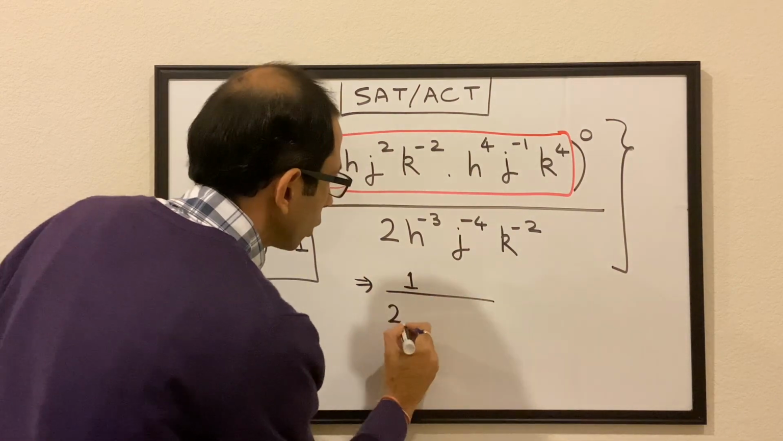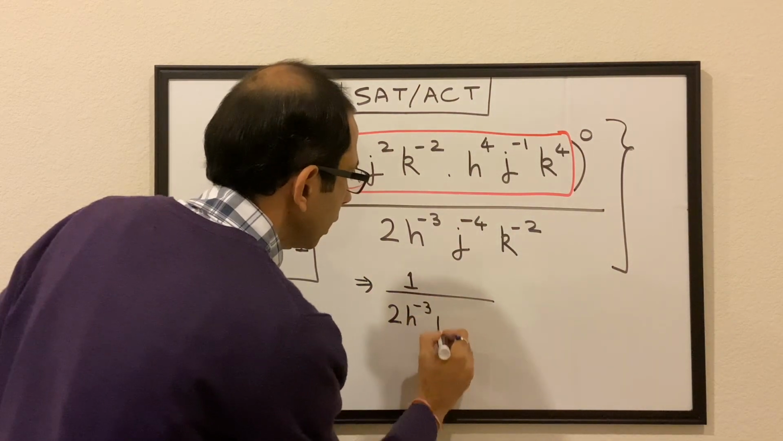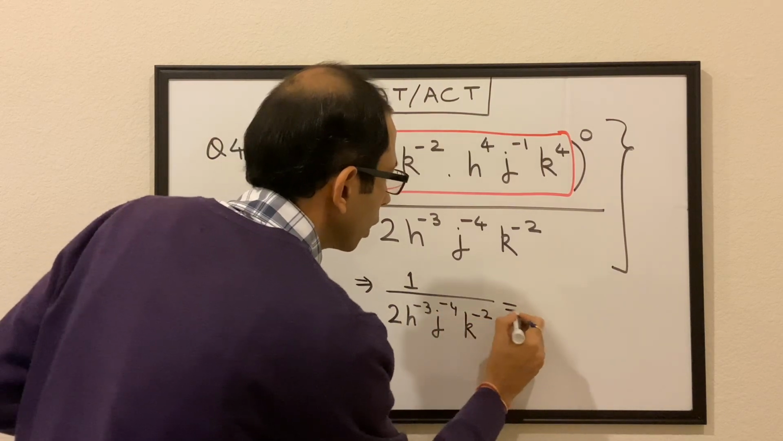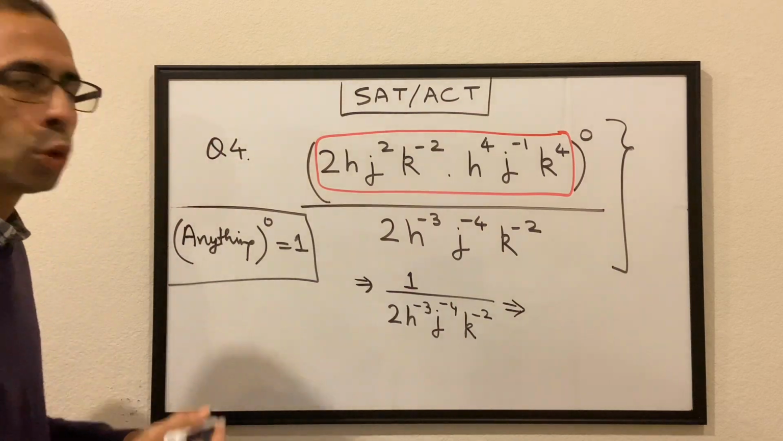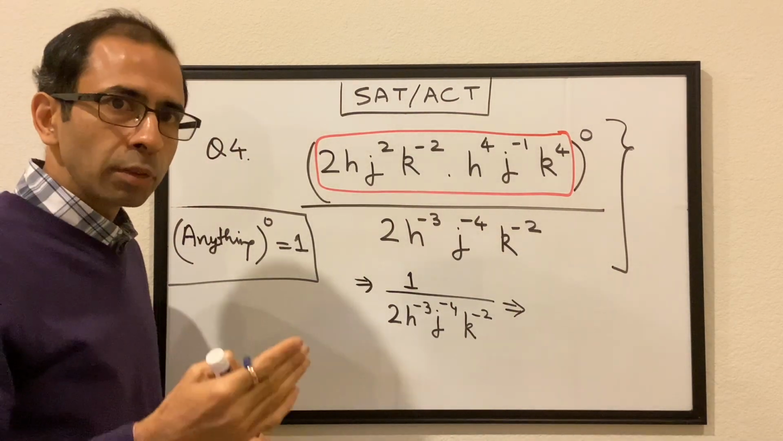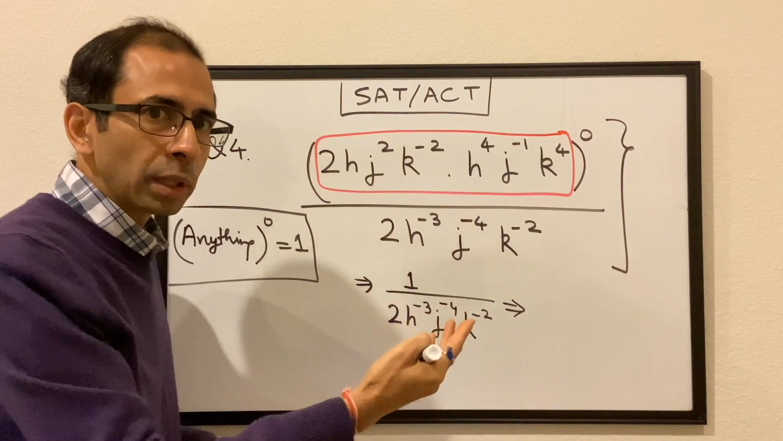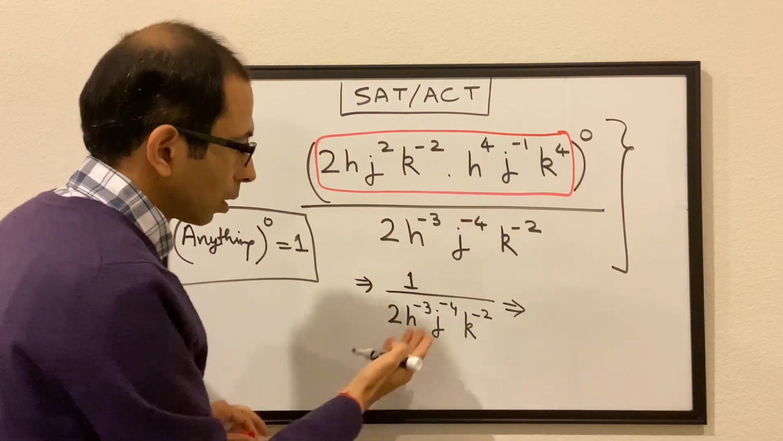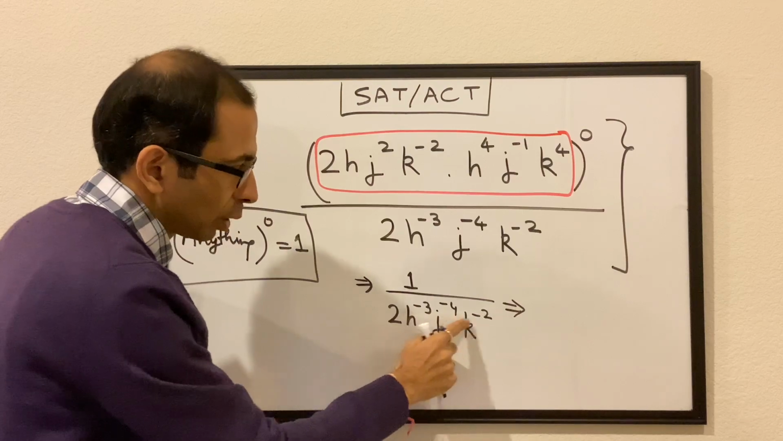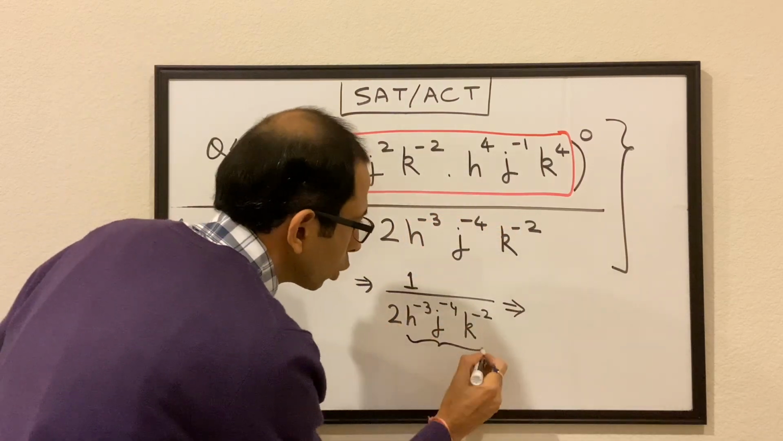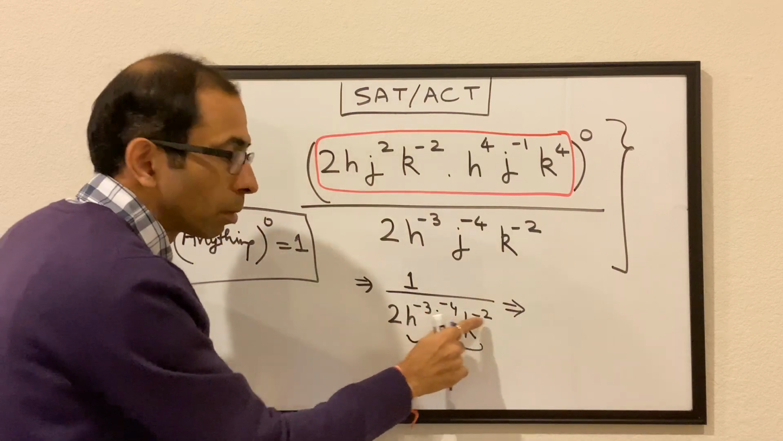And then we have 2h to the power of minus 3, j to the power of minus 4, and k to the power of minus 2. And if the question says that we need to reduce the exponents to the positive side, we need to simplify this such that we have only positive exponents. Each of these exponents is negative, so we can take the reciprocal, or basically bring them to the numerator so that their powers become positive.